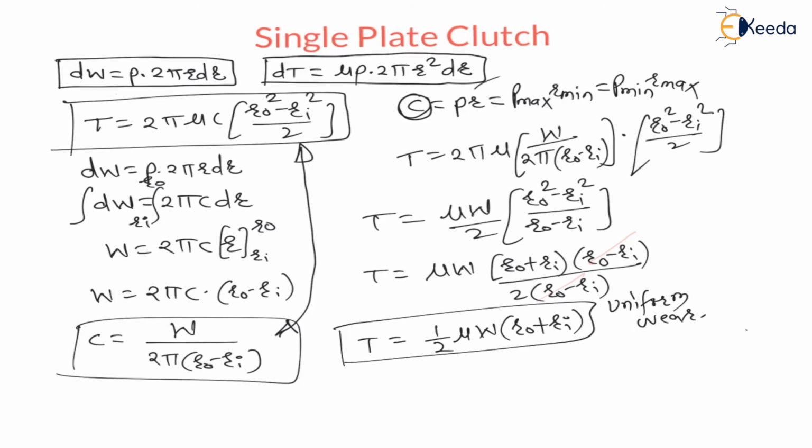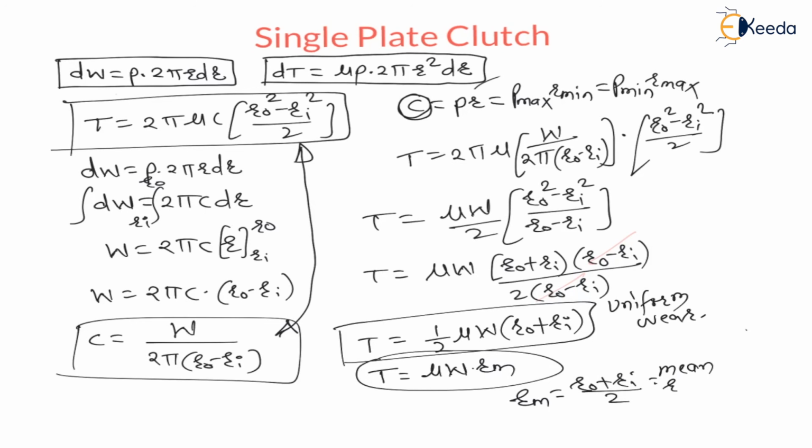Now if I want to write this torque in terms of, this torque is nothing but mu W, friction force, into mean radius of friction, Rm. Therefore if I equate this, then Rm will become (Ro plus Ri) divided by 2, which is called mean radius of friction, which is again algebraic mean. This mean radius of friction is algebraic mean as per uniform wear theory.